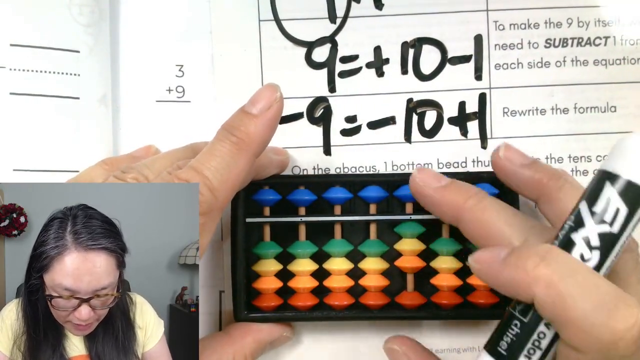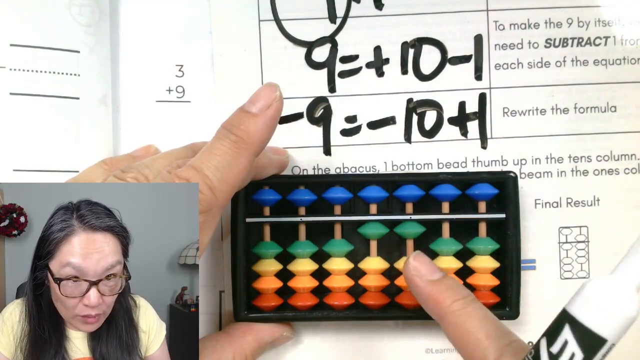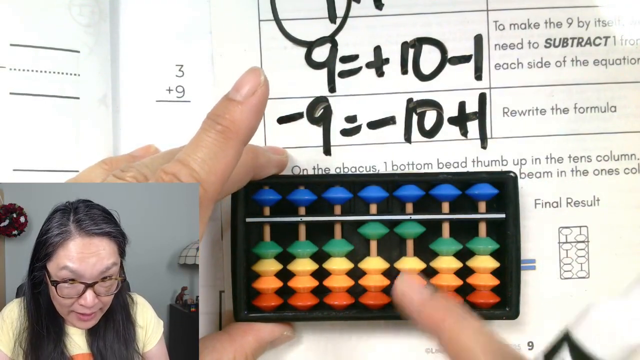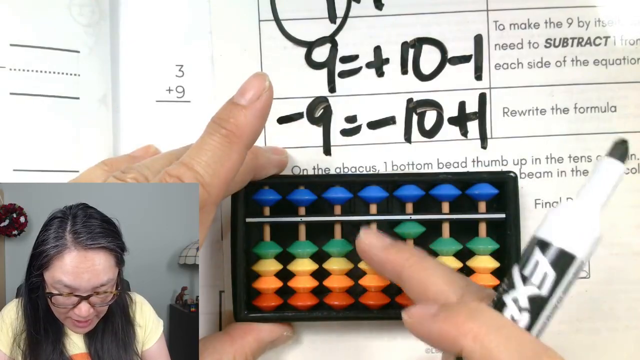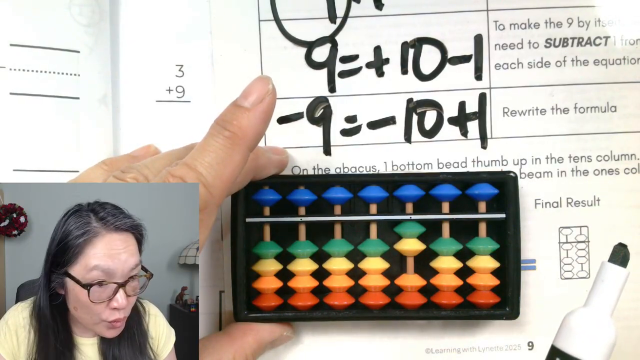Why are we doing that? Because when we work with 11 and I want to take away the 9, minus the 9 is minus the 10 and then plus the 1. So my final answer is 2.